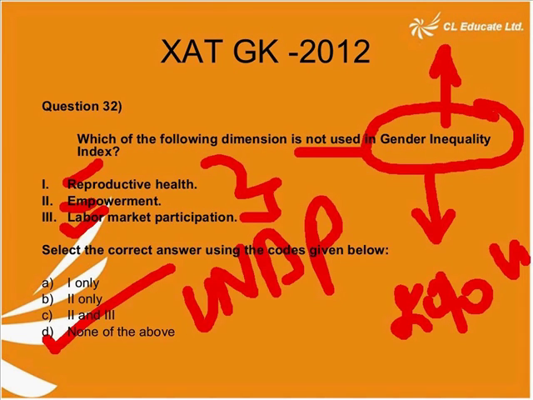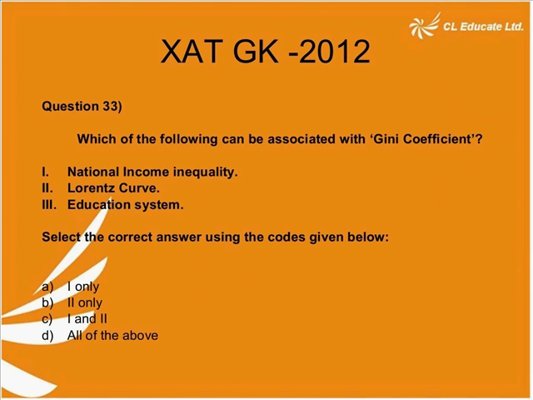Next question, which of the following can be associated with Gini coefficient? You must be knowing Gini coefficient. It is related to inequality. So, which of the following is associated with Gini coefficient? Try to watch the options carefully. I would recommend you to watch the options carefully. Questions seem easy sometimes, but a lot of the time they are not very easy.